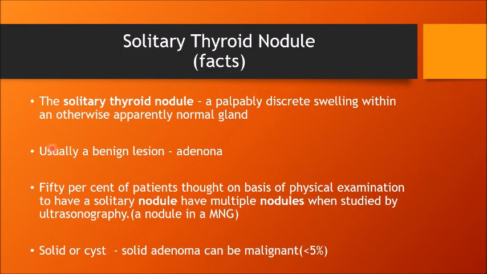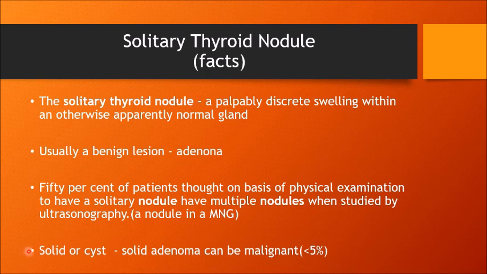Having said that, these are some of the important facts regarding solitary thyroid nodule. The solitary thyroid nodule is a palpably discrete swelling within an otherwise apparently normal thyroid gland. Usually it is a benign lesion, a thyroid adenoma, and in 50% of patients thought on basis of physical examination to have a solitary nodule, multiple nodules are found when studied by ultrasonography. In these cases, it is a nodule in a multinodular goiter.